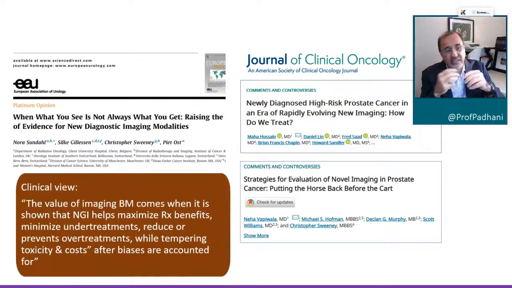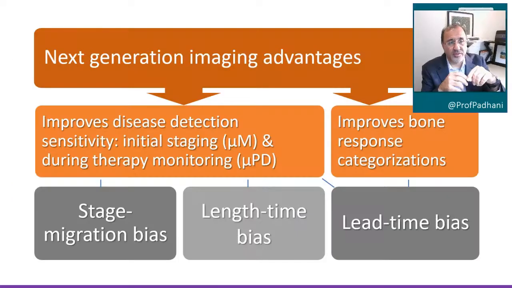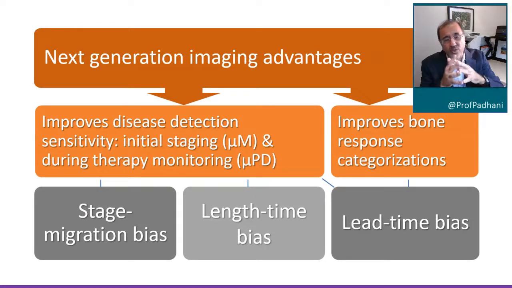Because what they say is they would like to see next generation imaging demonstrate other benefits, such as maximizing treatment benefits, minimizing undertreatments, reducing or even preventing overtreatments, tempering costs, for example, when biases are taken into account. Now, what are these biases that they are talking about?